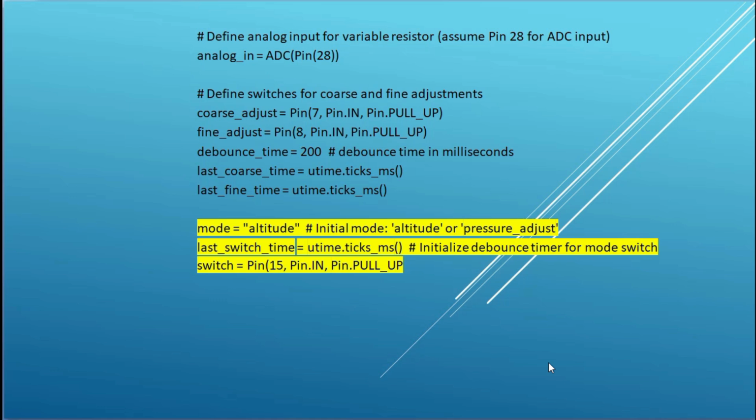Next, we define the switch that selects between the altitude and the pressure adjust display modes. We initialize the mode to display altitude first, and initialize the debounce timer to keep false triggers from happening on those switches.